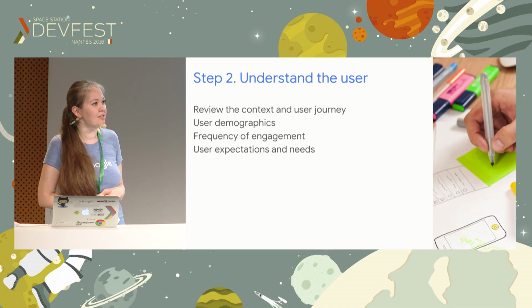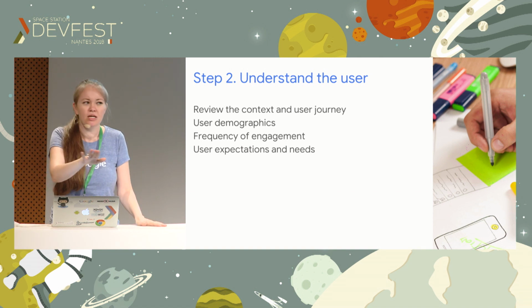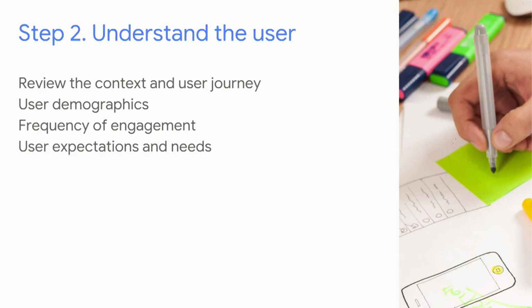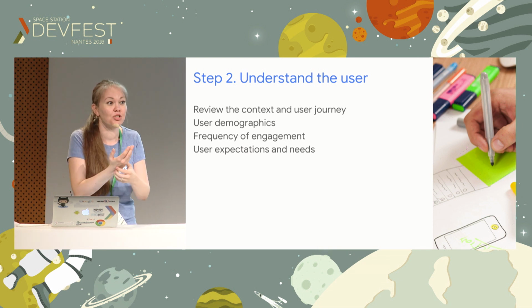So now, step number 2. Once we define those brand values, and by the way, it should be 4 to 6. You shouldn't try to come up with 20 different adjectives. It's not needed. 4 to 6. The second step is to understand the user. So here you go through the user journey. What is the app supposed to do?